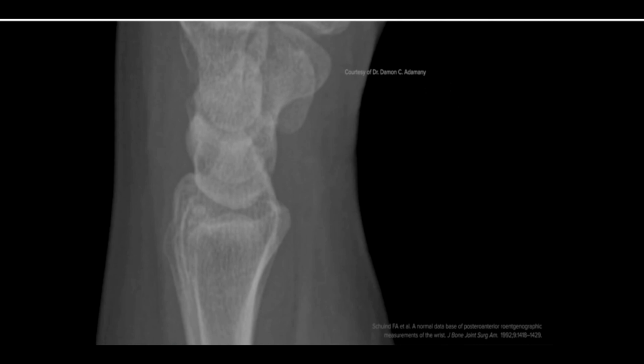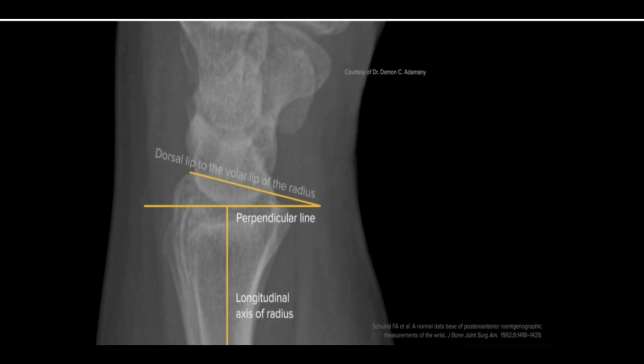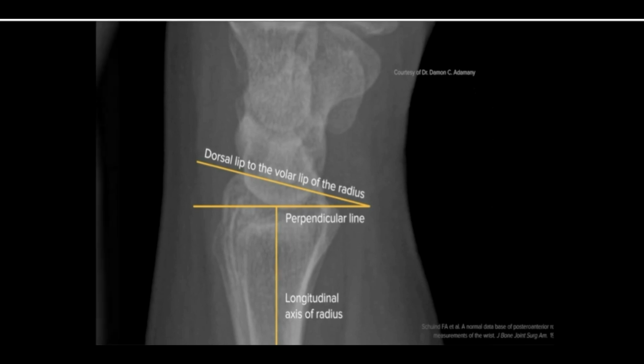On a lateral radiographic view, the volar tilt is obtained by drawing a line perpendicular to the longitudinal axis of the distal radius and another line drawn from the dorsal lip to the volar lip of the distal radius. The normal angle is about 11 degrees with slight variation.